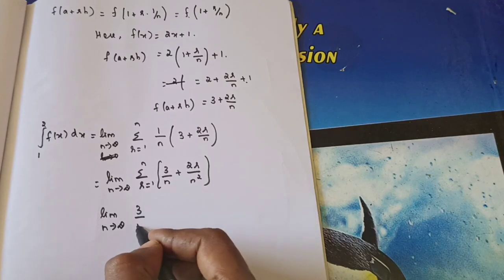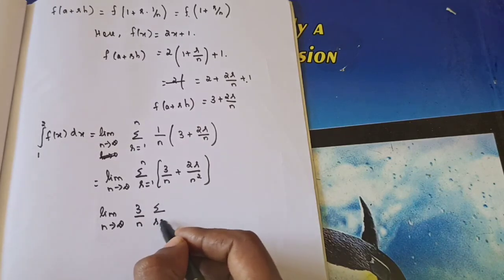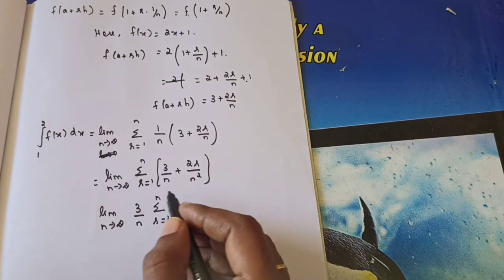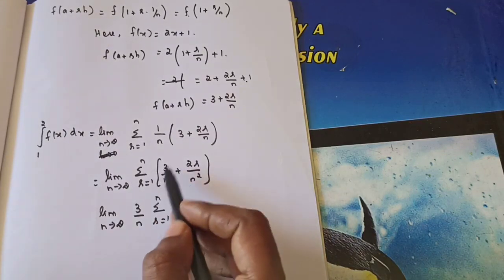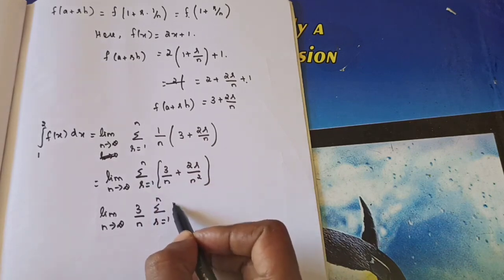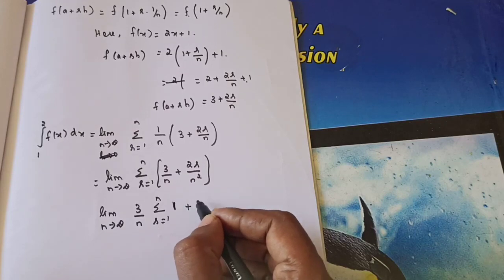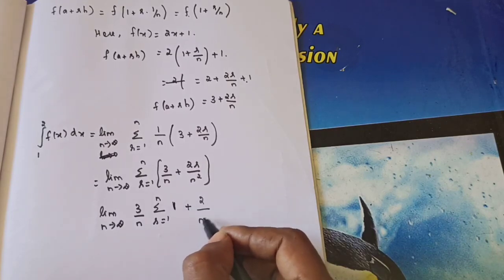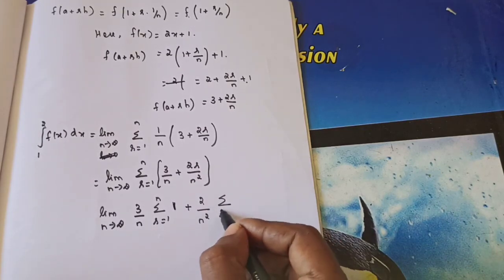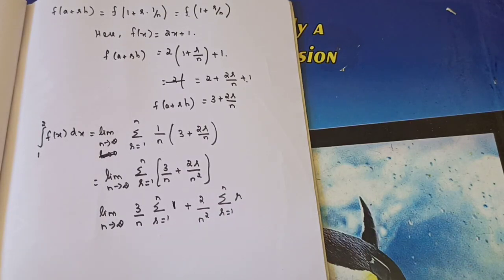3 by n is common. So 3 by n is a constant. So for that, summation r equal to 1 to n. Keep it in mind, if we take 3 by n outside, summation r equal to 1 to n, the 1 will be there. There must be a 1. Next, also if we apply, 2 by n square is the common. So summation r equal to 1 to n, r must be there. Understand students?